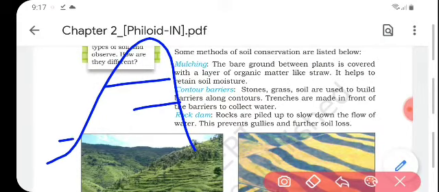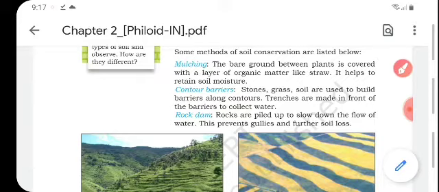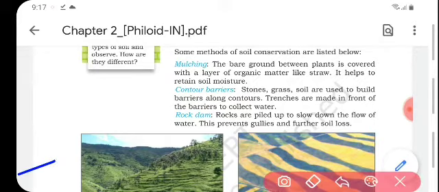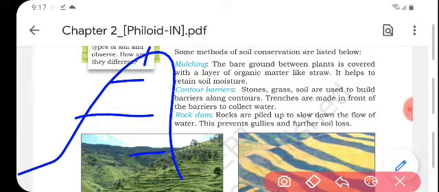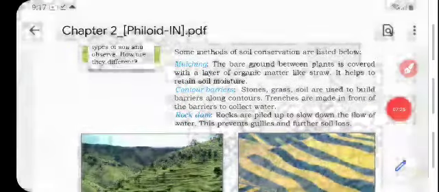If there is a contour barrier, even though rain is flowing, the rain will not be able to take the soil downwards, because a barrier is given here. Think of barriers on the road while driving your vehicle: there are lots of barriers given. Why? To decrease your speed. Trenches are made in the same way. These barriers are drawn to decrease the speed of water and soil erosion. Trenches are made in front of the barriers to collect the water.